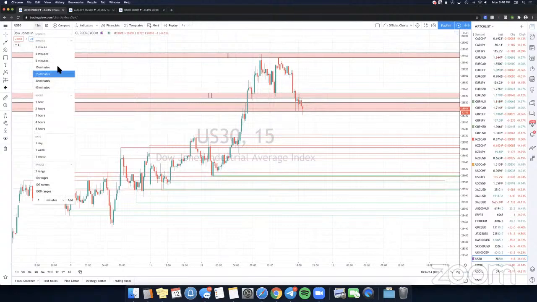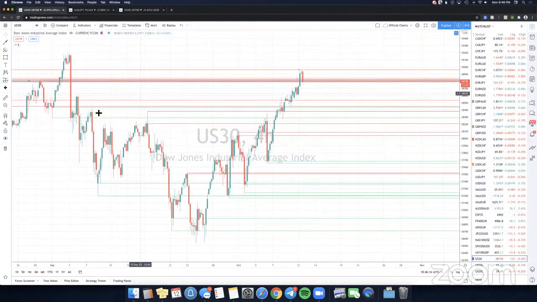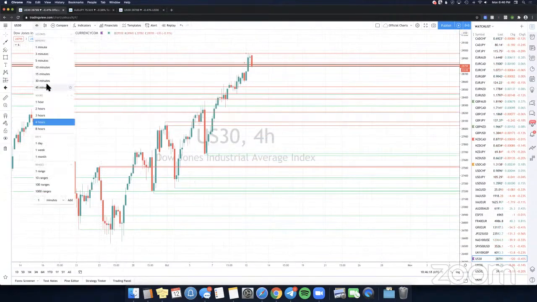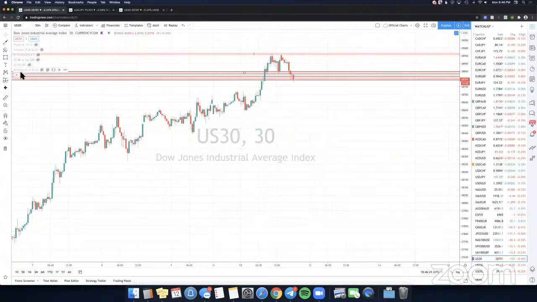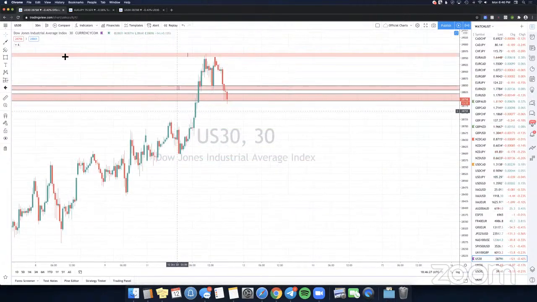So same situation that I was talking about with S&P, price is currently in this area right here, but it can literally go either way. Price is coming down right here.